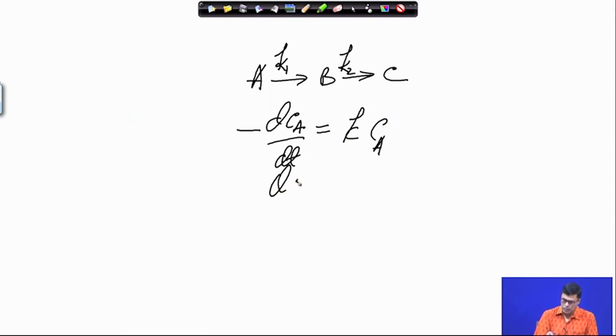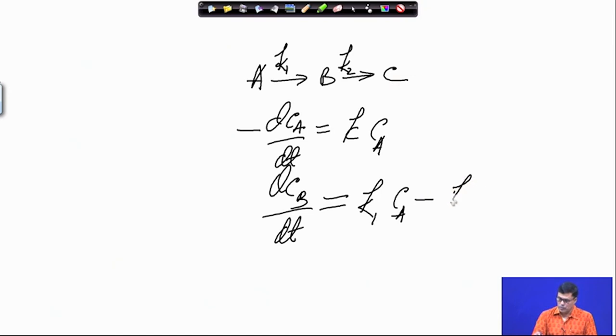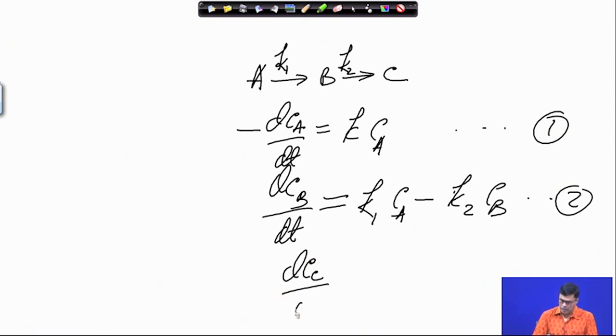Now if you want to write the rate of formation of the intermediate compound Cb, then this will be the rate of formation, K1 into Ca, and B also degrades to C. So this will be minus K2 into Cb. We consider this number one equation, this number two equation, and another is dCc by dt, which is equal to K2 into Cb. So this is the three equations.